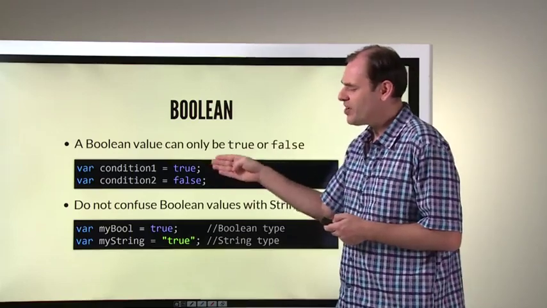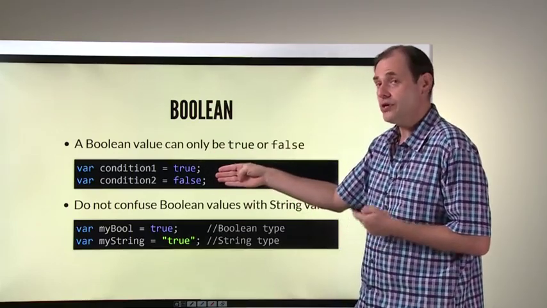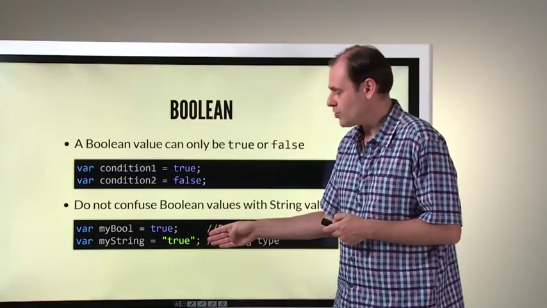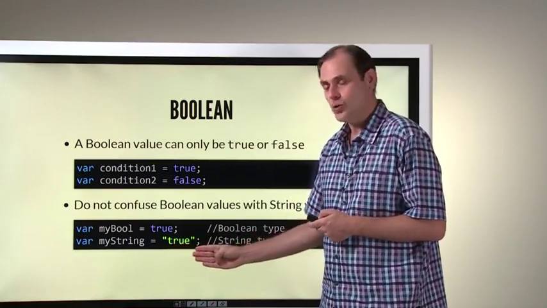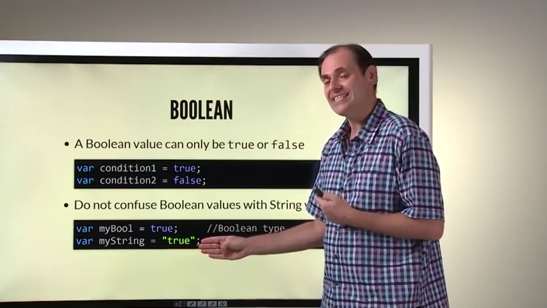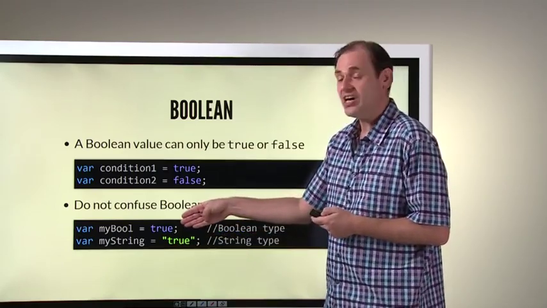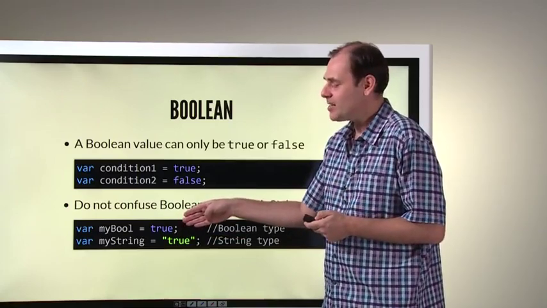So here's a couple of variables. One has true, one has false. Those are both Boolean variables. Don't think that this is the same as text. So this second variable here has the letters TRUE stored in it. That is text, that is a string. And this one has the Boolean idea of true stored in it, totally different, and that is a Boolean variable.